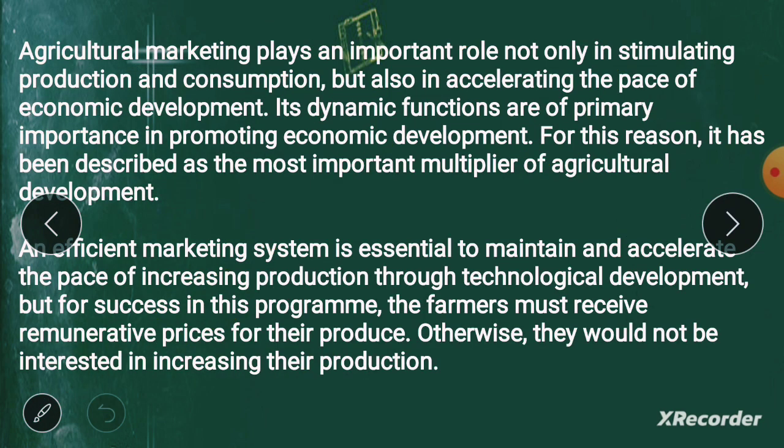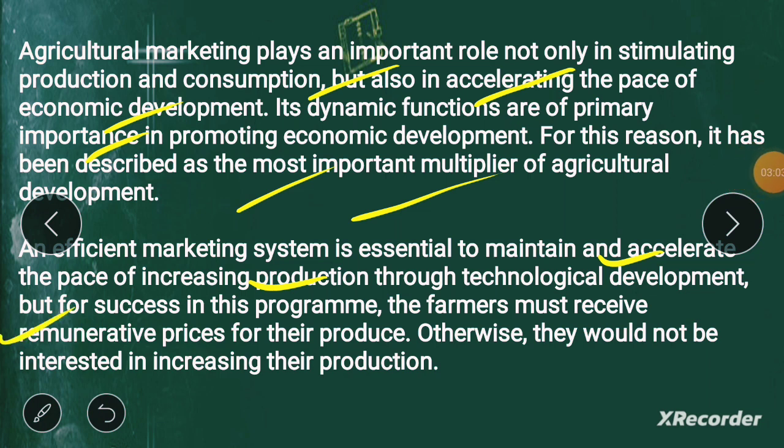Agricultural marketing plays an important role not only in stimulating production and consumption, but also in accelerating the pace of economic development. Its dynamic functions are of primary importance in promoting economic development. For this reason, it has been described as the most important multiplier of agricultural development. An efficient marketing system is essential to maintain and accelerate the pace of increasing production through technological development. But for success in this program, the farmer must receive remunerative prices for their produce. Otherwise, they would not be interested in increasing their production.